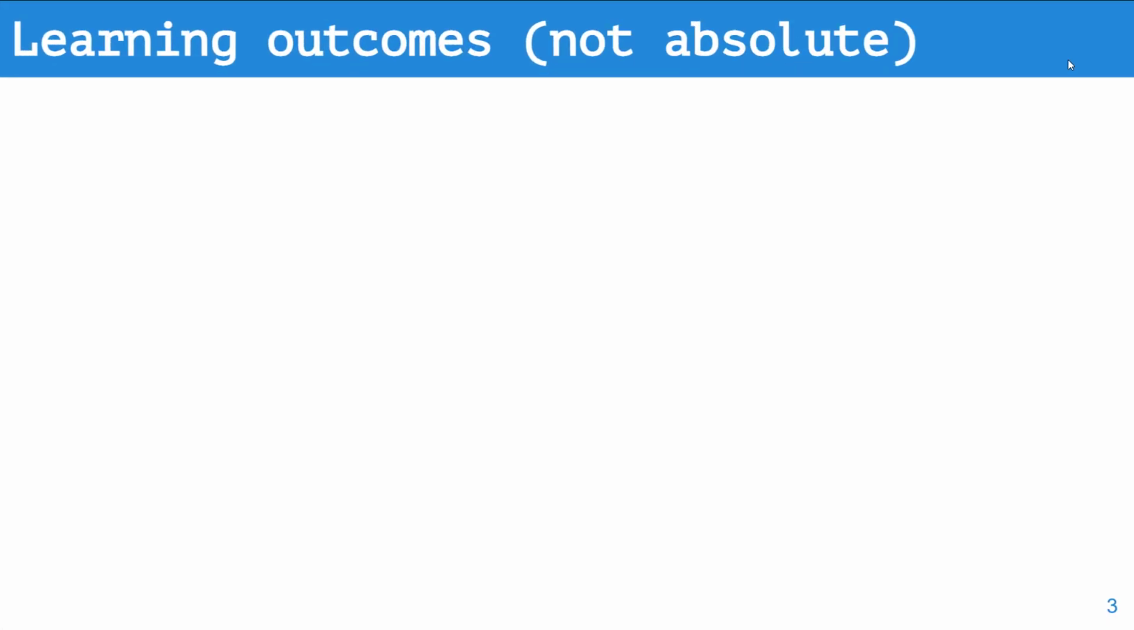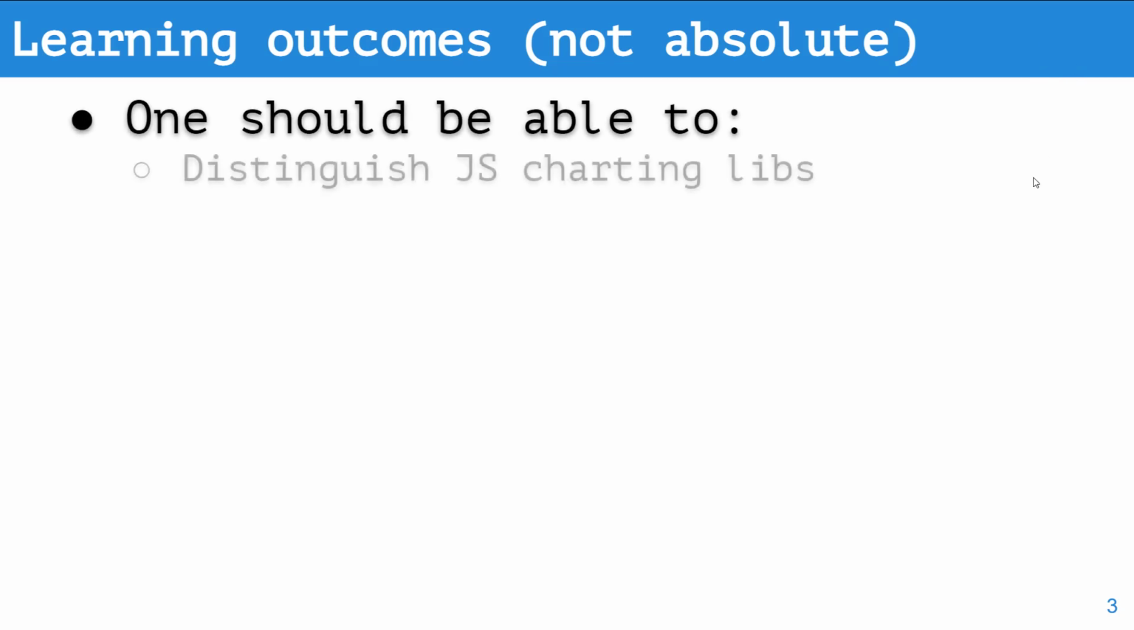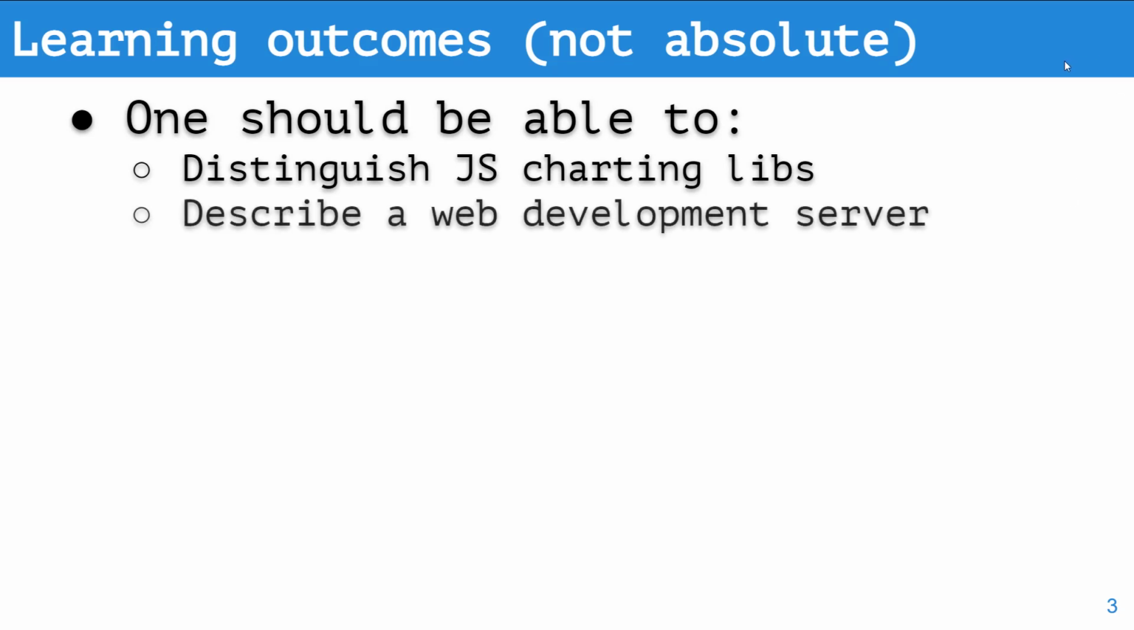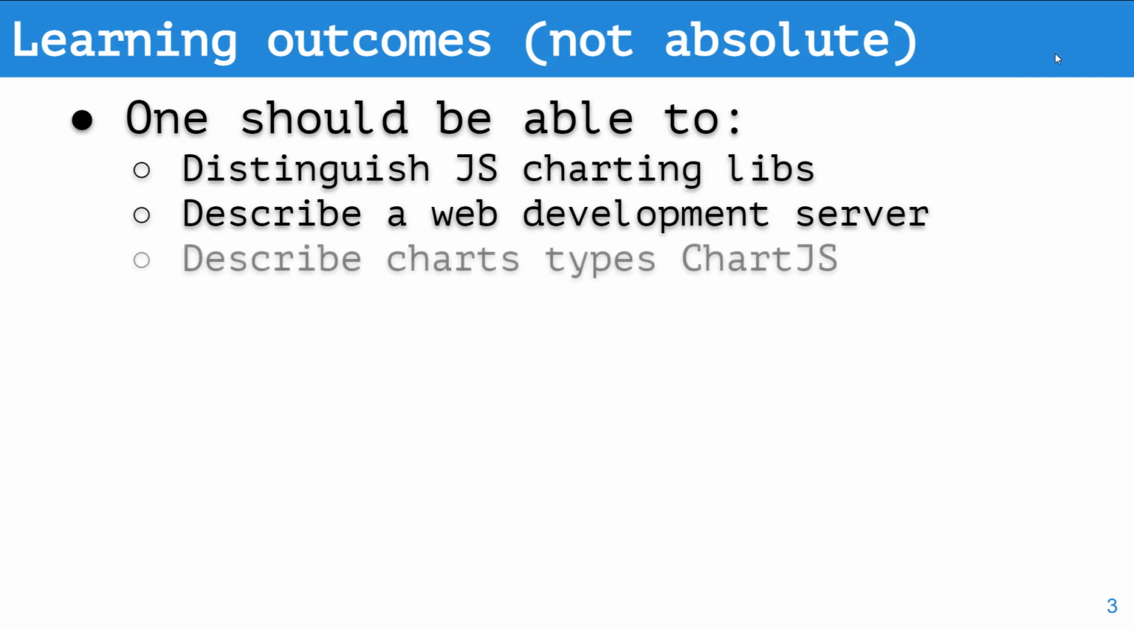The learning outcomes for this lecture, although not an absolute list, are that at the end you should be able to distinguish different JS charting libraries and describe a web development server. I'm going to talk a little about a couple of ways to do it. There's a whole bunch out there that you can use. We're going to use a simple one, and I'll show you a couple of different ways to make it happen. I'll talk a little bit about Chart.js. This is the charting library that we'll use in the lab.